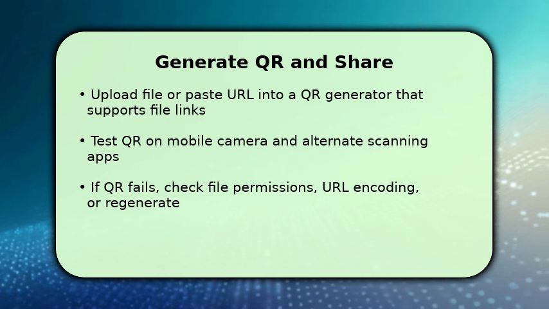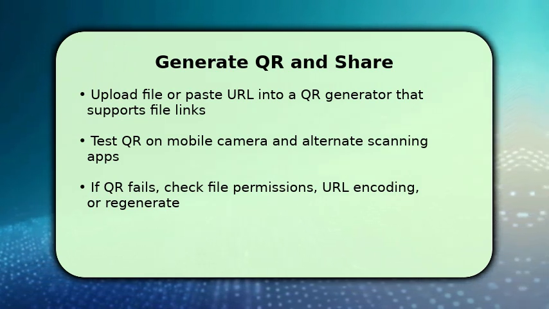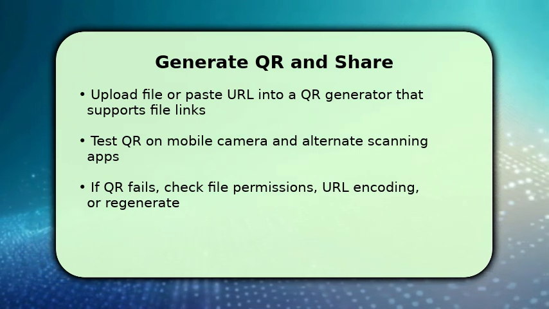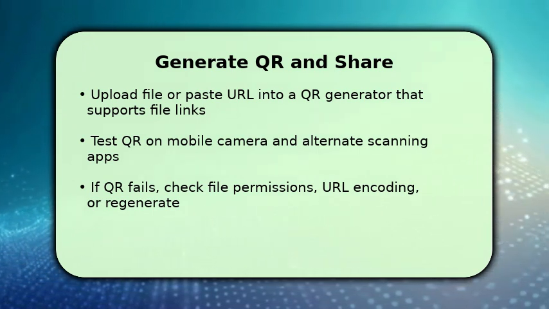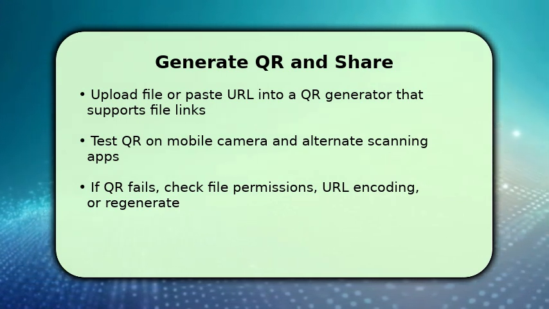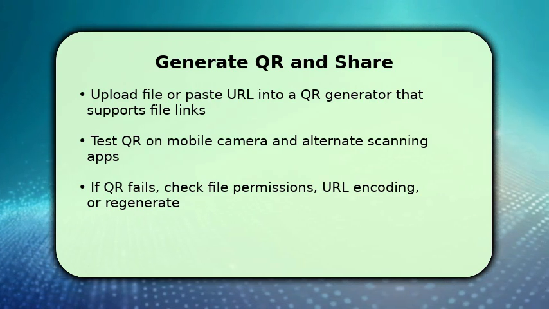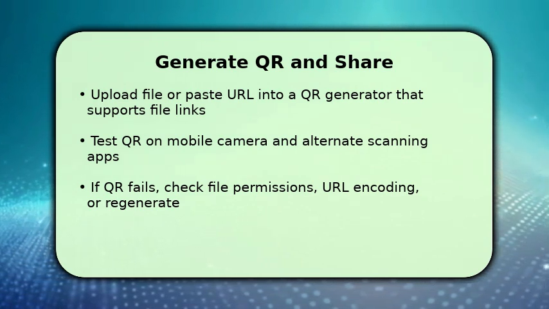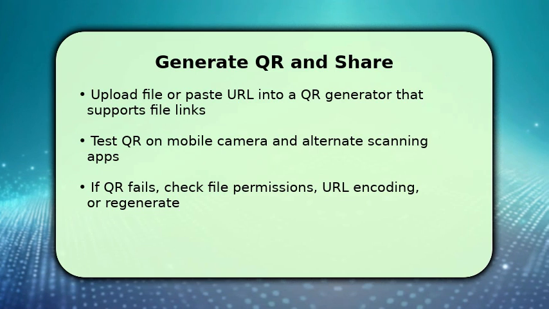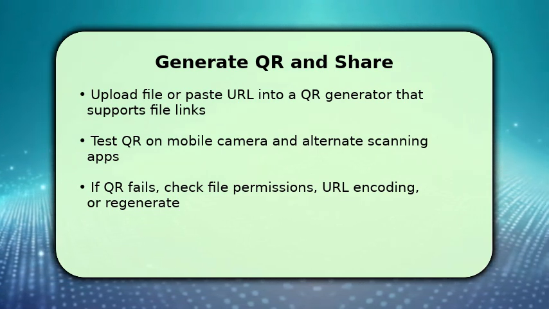printing. Once created, test the QR with your phone camera and a second device to confirm the ICS or VCF downloads and imports into calendar or contacts correctly. Share the QR in email, slides, or printed handouts. If something goes wrong, check file permissions, URL encoding, and regenerate the QR after fixing access so recipients can open the item reliably.